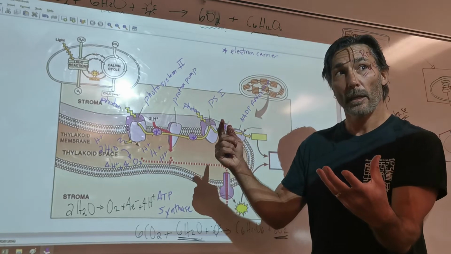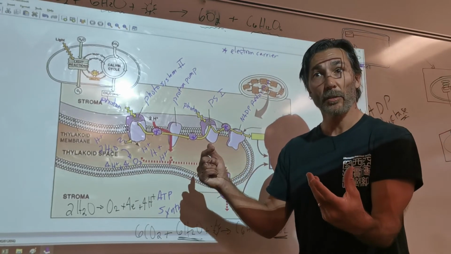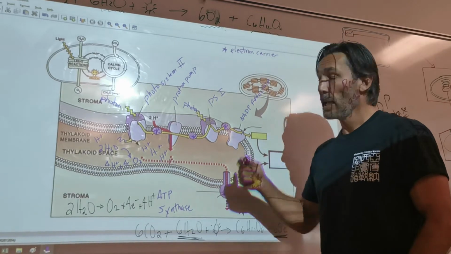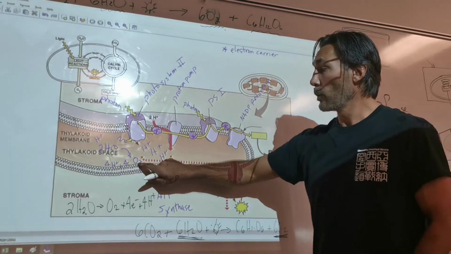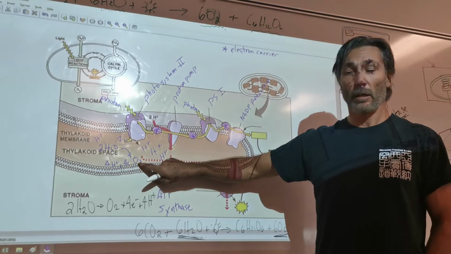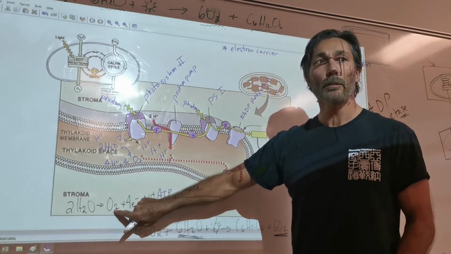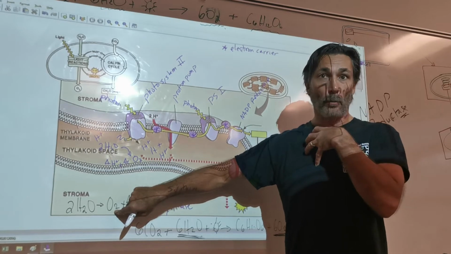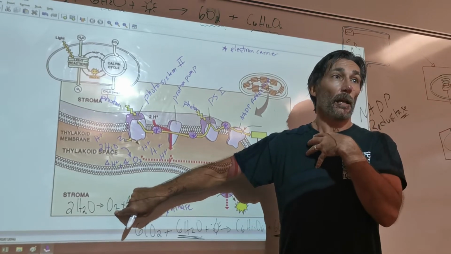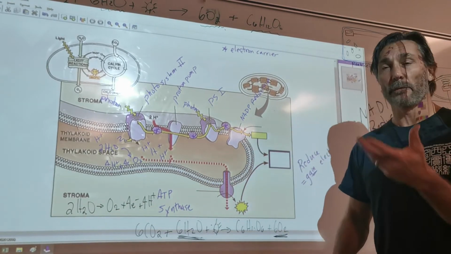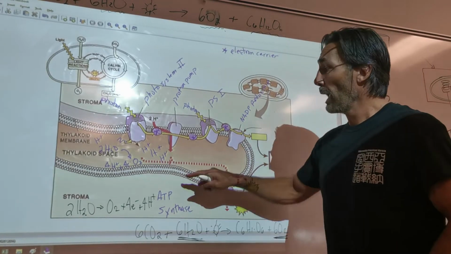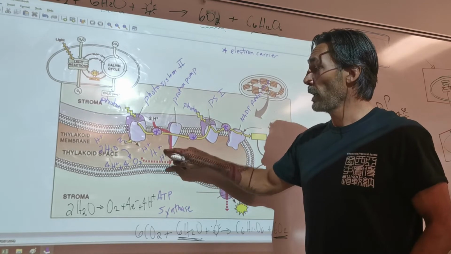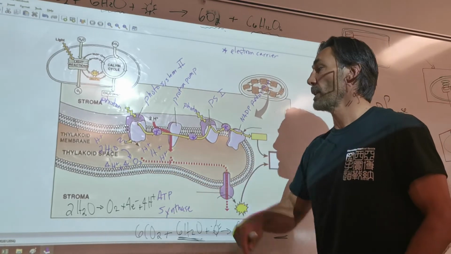Why? To replace the electrons that were lost. Exactly, replace those electrons that were lost. And in the process, we produce a waste product, oxygen, which is why plants produce oxygen, which we're going to need ourselves. Anything that's going to use oxygen, we have plants to thank for our supply. And the protons, the H's, from the splitting of water collect in the thylakoid space right here.